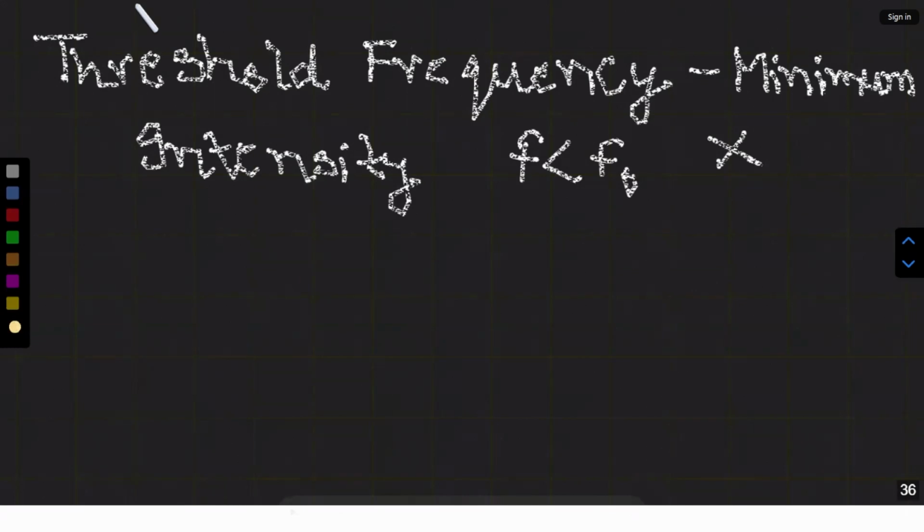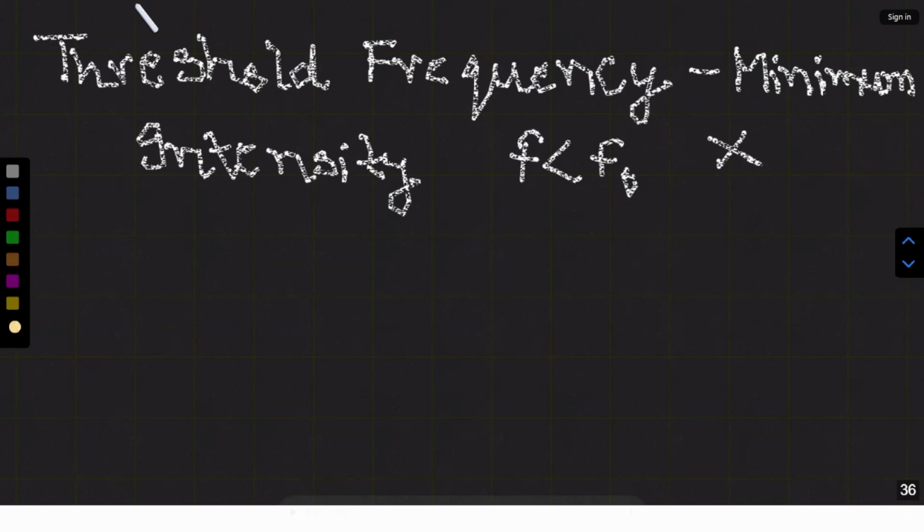And what are photoelectrons? Photoelectrons are nothing but the electrons emitted from a material due to the photoelectric effect. These electrons are indistinguishable from other electrons and are distinguished only because they have been ejected by incident light.